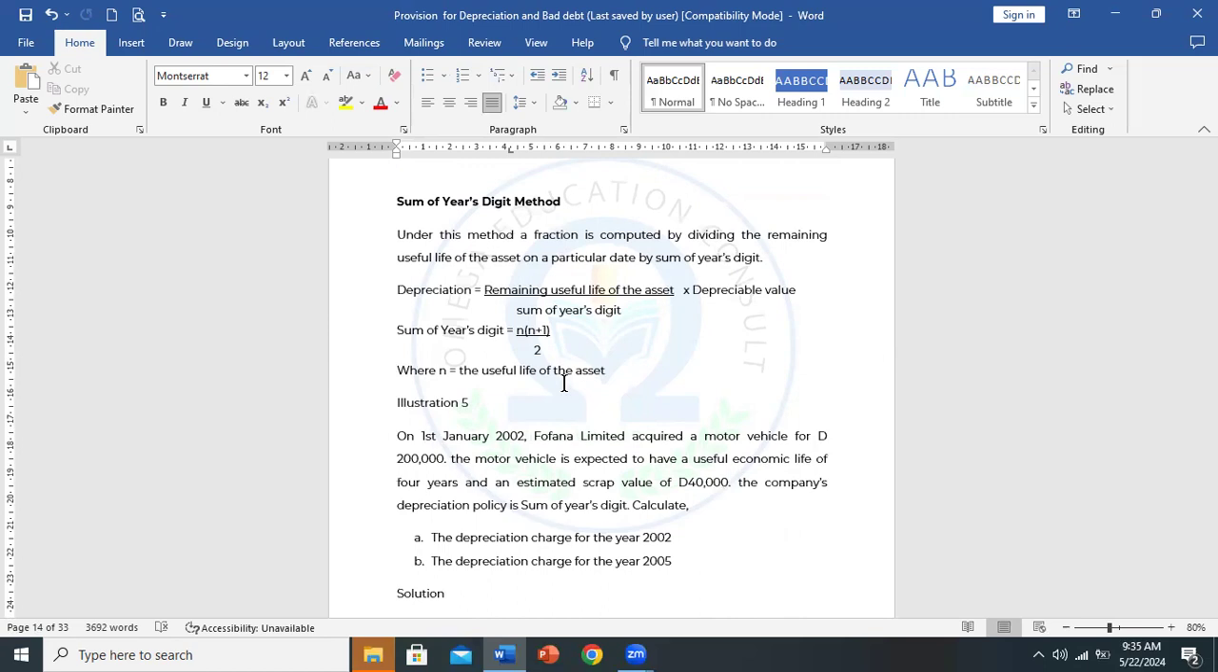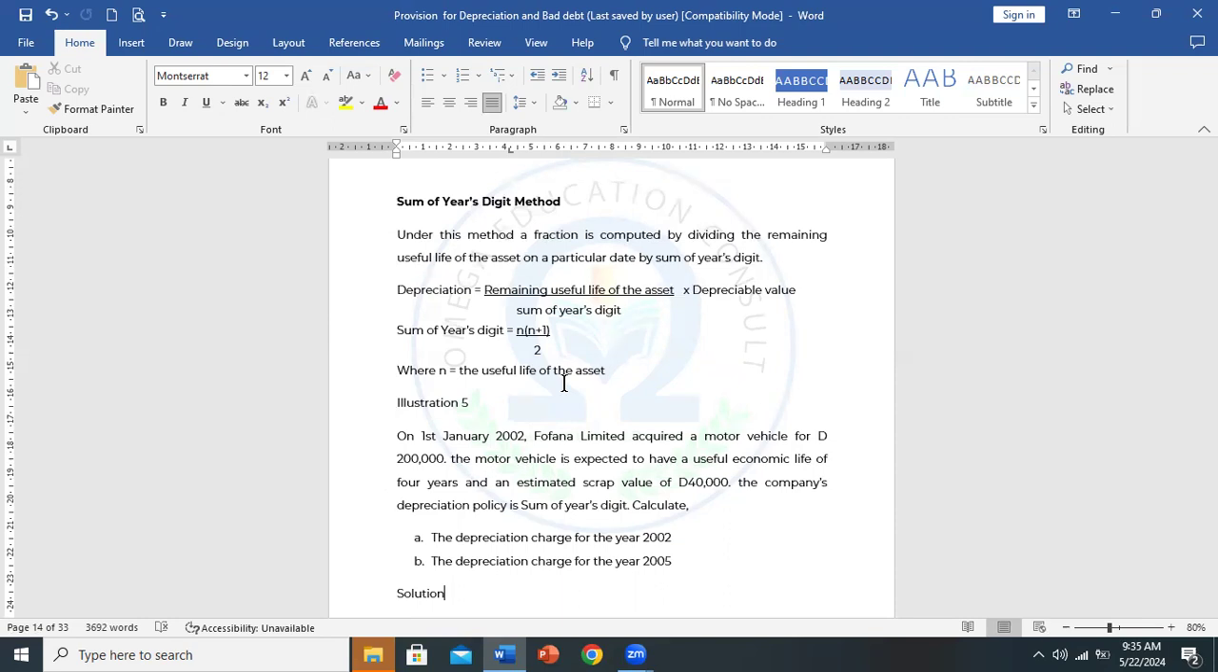So let's move to the third one, which is sum of years digit. This method is very interesting and very sweet, but it can be very stubborn if you don't grasp the principles well. Ordinarily I don't stress on this topic, but because every mark counts in examinations, you can have an objective test question where you have to do this.